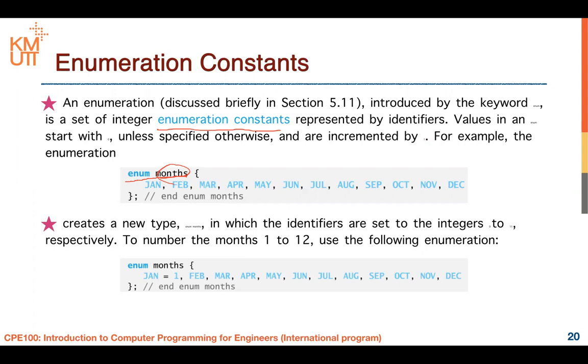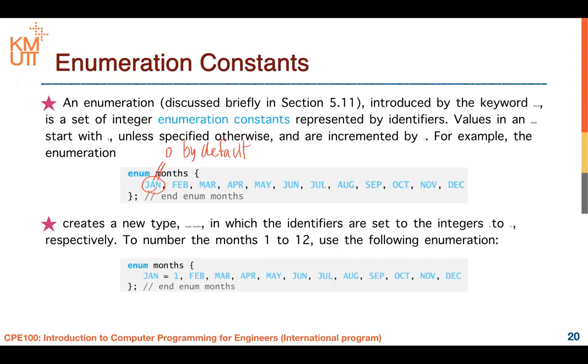And you have to use it in terms of enum months, starting with the braces and ending with the semicolon. Then you define the constants Jan, Feb, March, April, May, June, and so on. These will be constants. You can define Jan in your function. But if you didn't specify the value for Jan, the first one will be set to 0 by default. By default, Jan will be 0.